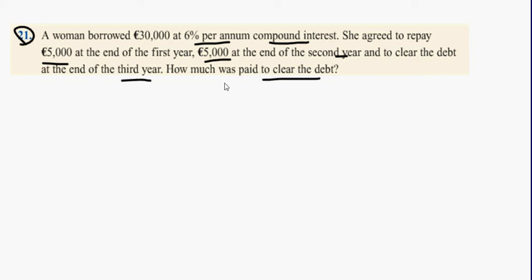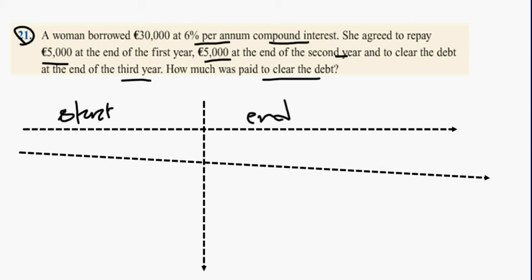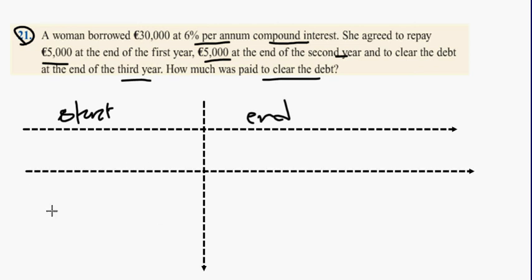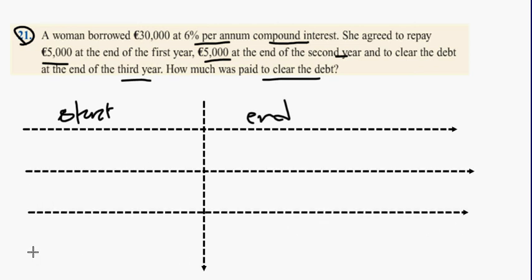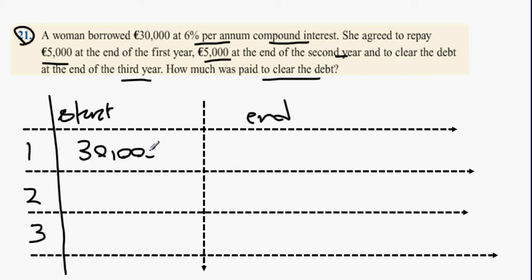Well, what we're going to do is a start and end. So here's the start, this is the end, and what we'll do is the years. So here is year 1, year 2, and year 3. Okay, we'll start off with year 1. At the start of year 1 you had €30,000 and then you added on 6%, so you multiply by 1.06.